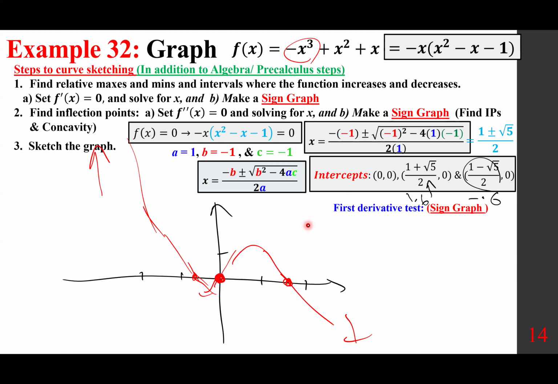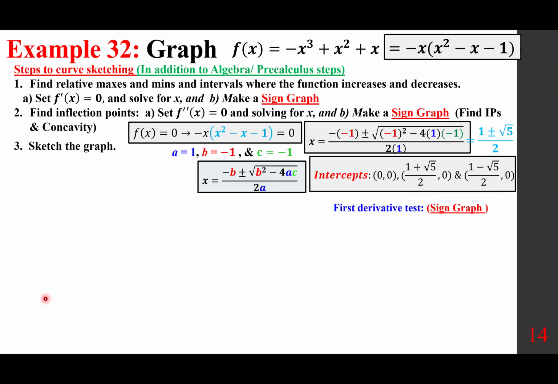Now, the next step is to use calculus. So what is this step? Find relative extrema, max and min, and intervals where the function increases and decreases by setting f prime equal to 0, solving for x, and making a sign graph. And the next one is finding inflection points, at f double prime equals 0, and so on and so forth. So let's start with relative extrema. Let me erase my work. And now we are going to go with critical points.